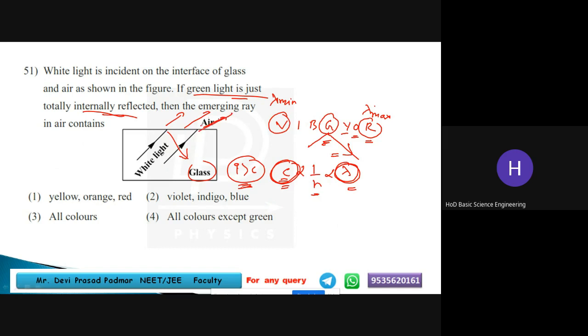So those three colors pass through this glass. Therefore, you can see these three colors emerging out from that glass, because they must have larger critical angle. If they have to get reflected back to the same medium, their critical angle must be greater than this.